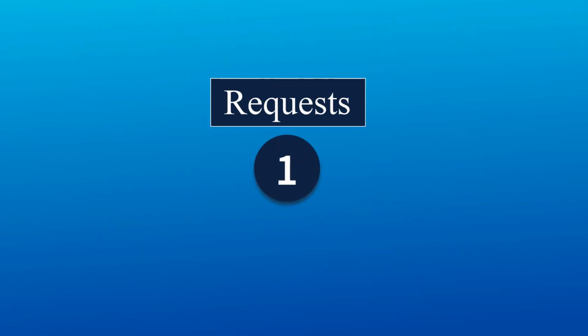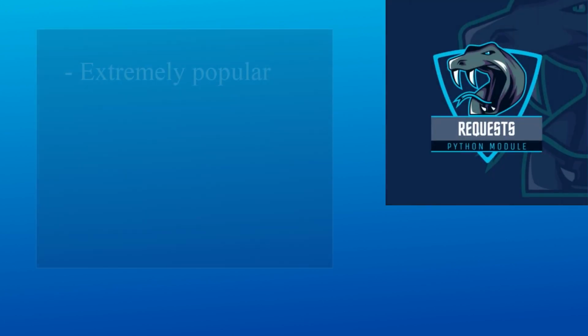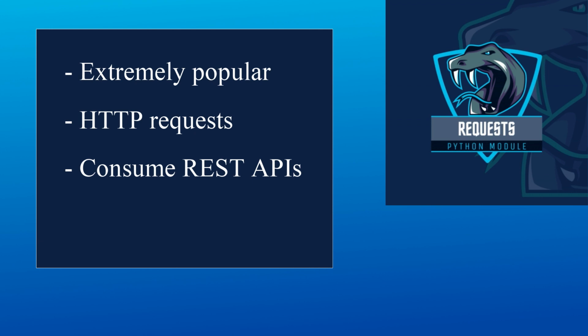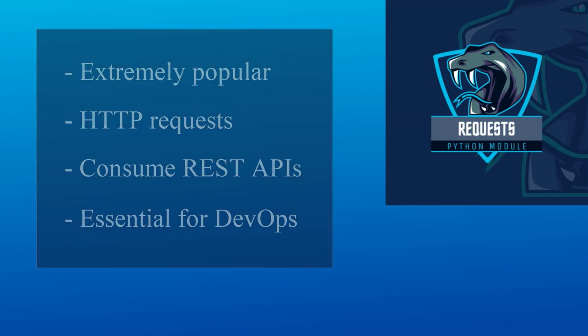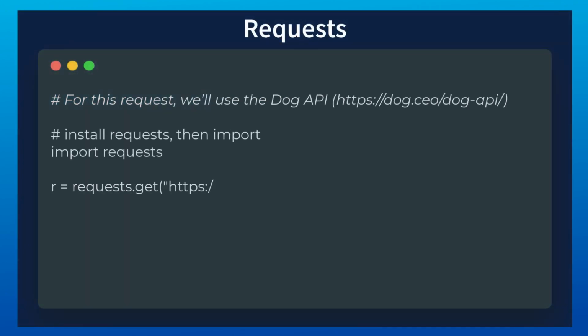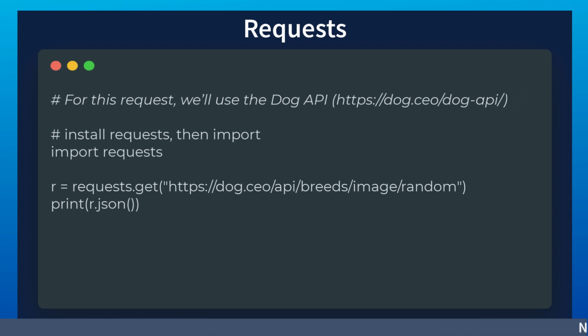Number 1. Requests. Requests is the best. It's one of the most popular Python modules and is used to make HTTP requests extremely easy. If you want to consume REST APIs in your Python, this is the way to do it. DevOps is built on APIs, making this module essential. For this request, we'll be using the dog API at dog.ceo. First, we should install requests.